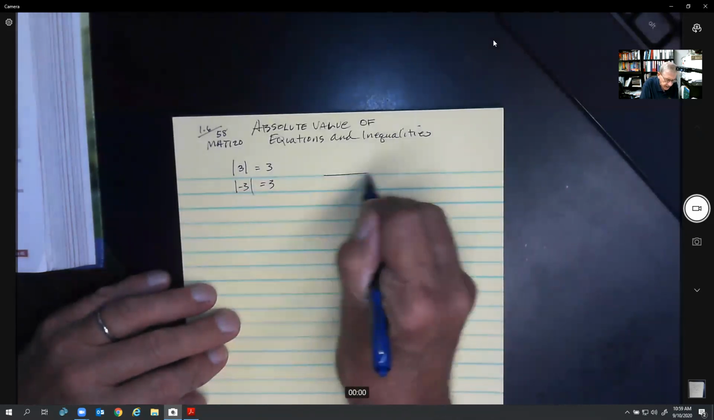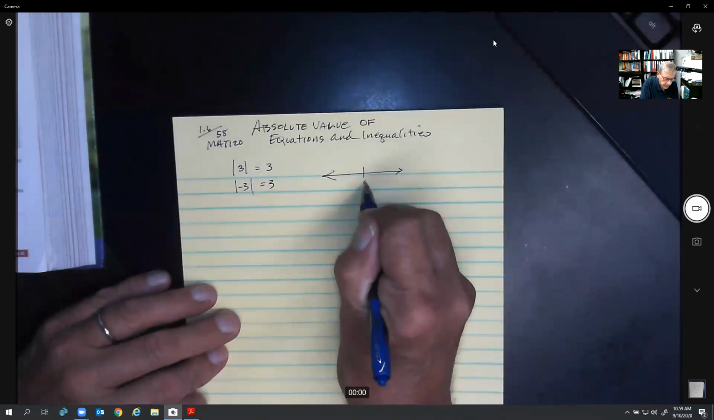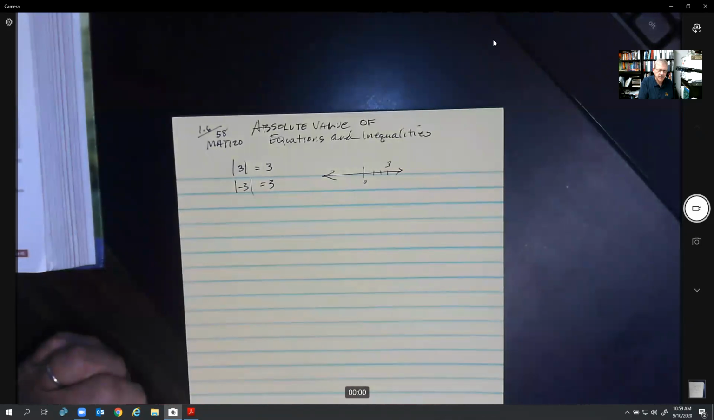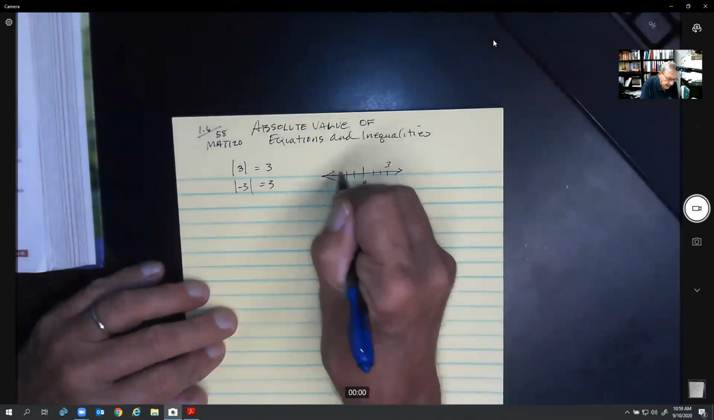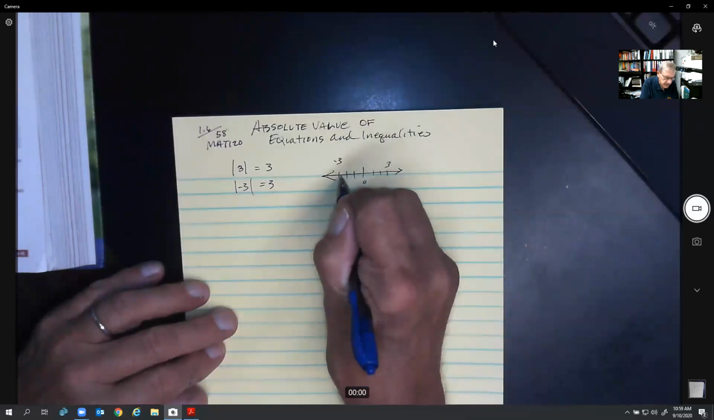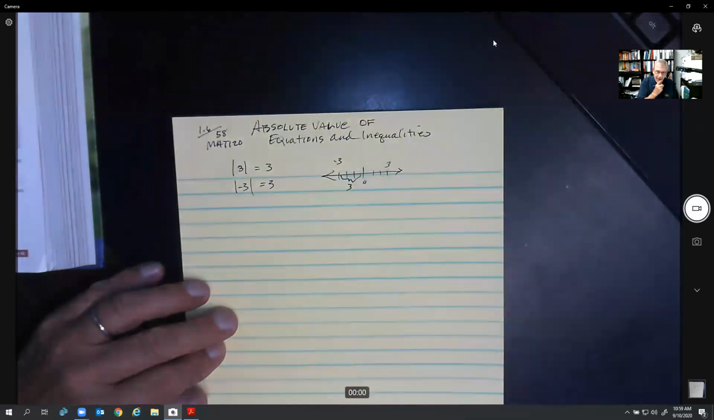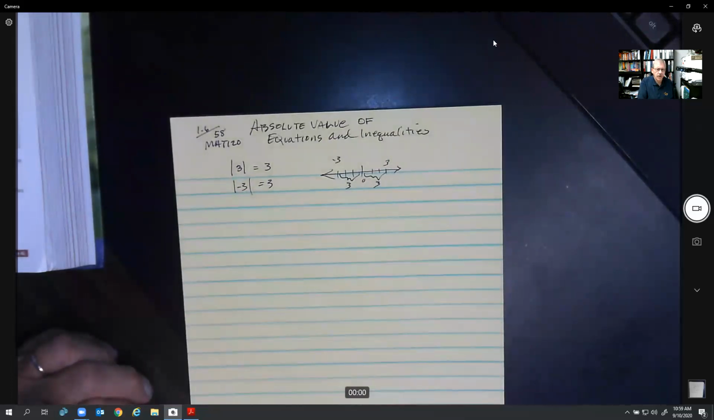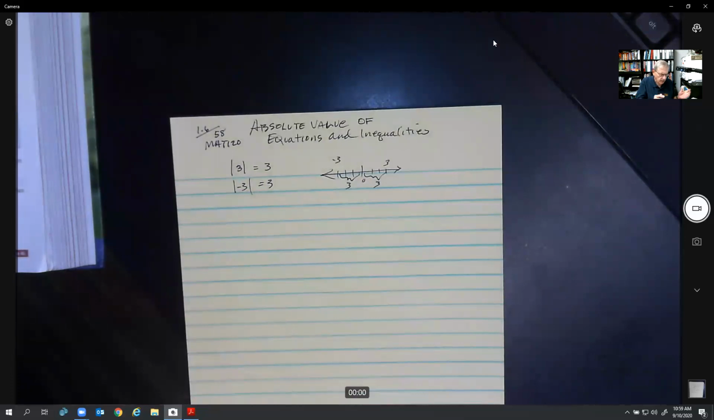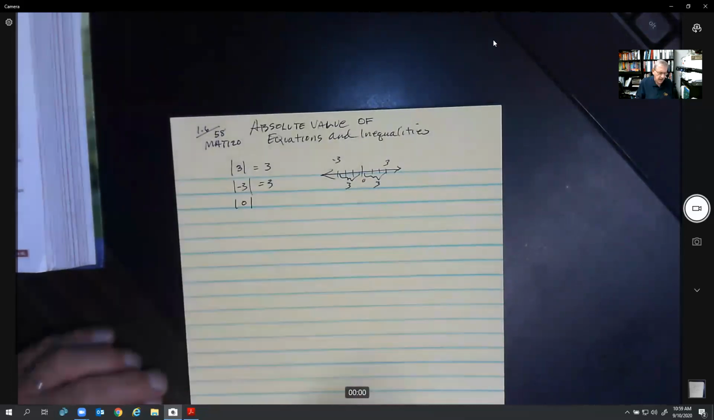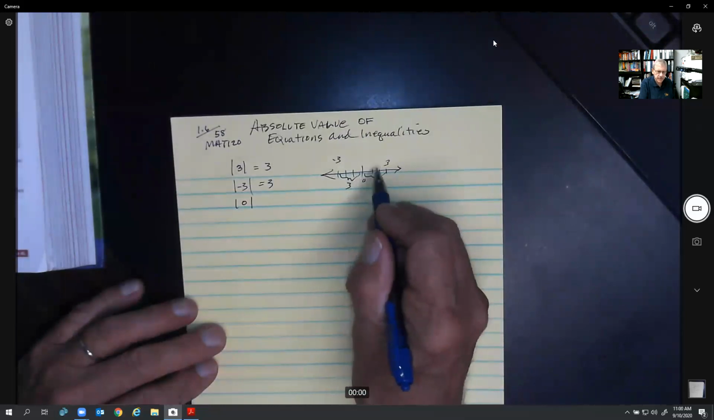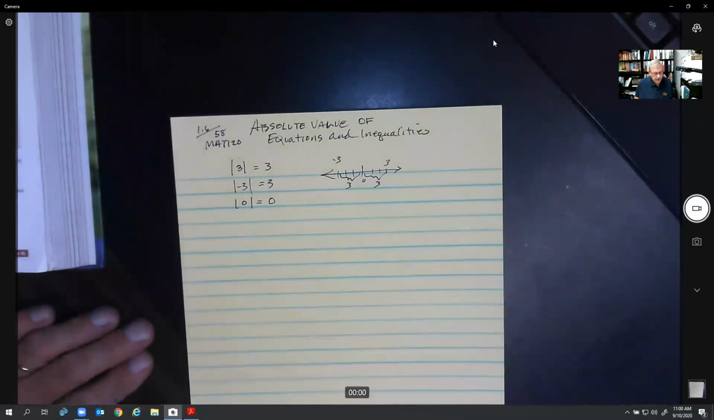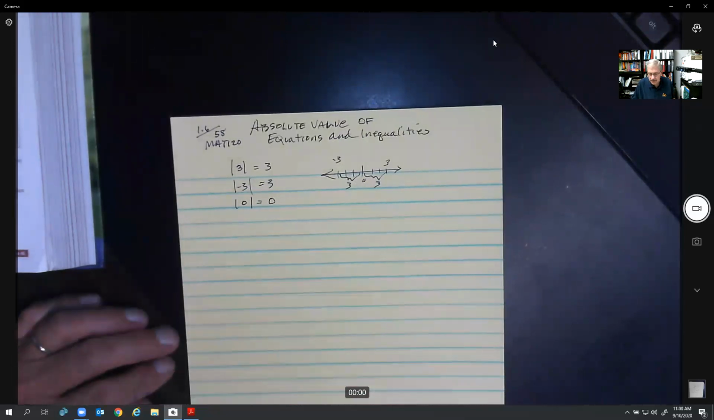If we have a number line here and we have 0, we have something 3 units in the positive direction, it's 3 units from 0. If we have a number -3, it's still 3 units from 0. The distance is the same. So what about the absolute value of 0? It's 0 distance from 0. And again, you could think of it as a number without the sign.